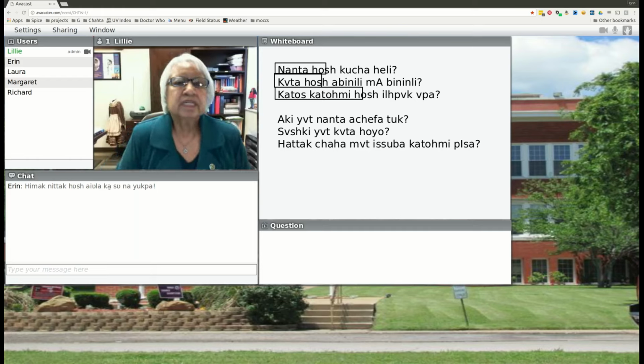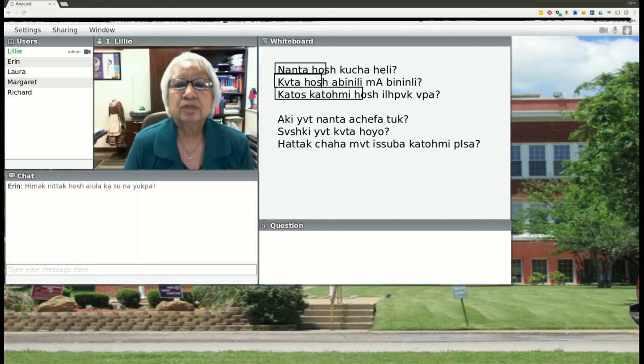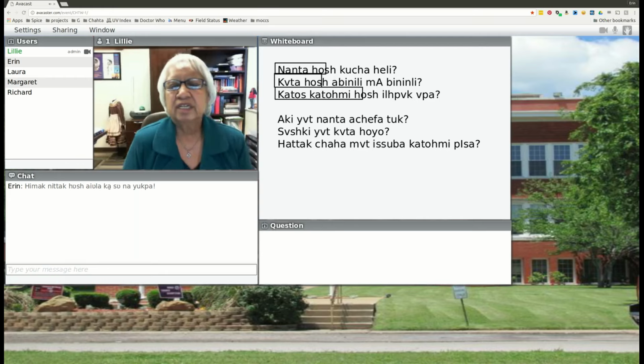First example says Ankiat nata achifatuk. Nata being the object in this sentence. Anki is the subject. Sashkiat kata hoyo. Sashki is the subject of the sentence. Kata is the object. Then we have the katuhme that's going to modify the object isuba.